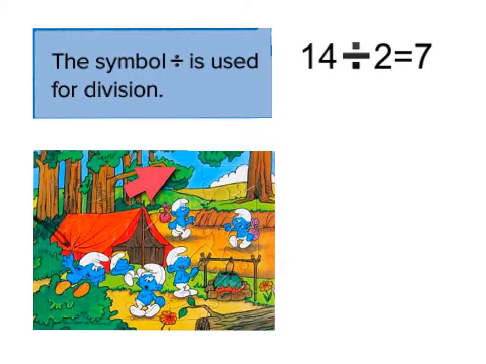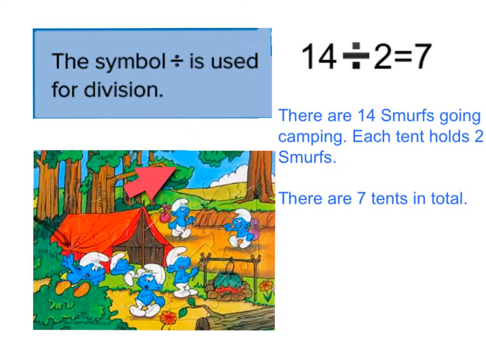I'm going to write a story problem to match this number sentence. And here it is. There are 14 Smurfs going camping. Each tent holds 2 Smurfs. There are 7 tents in total.